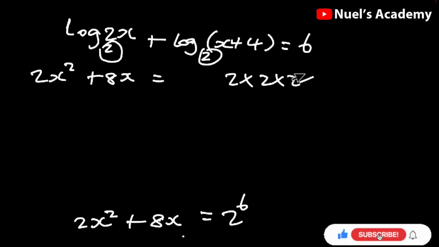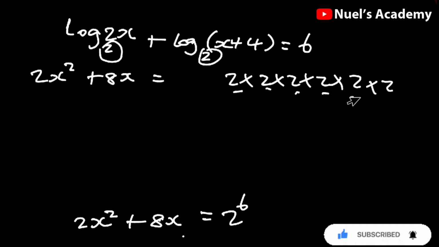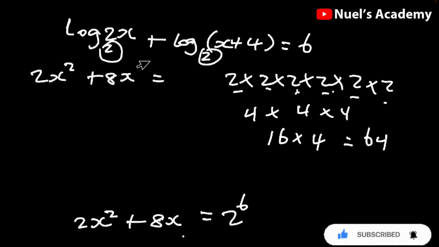And so we have 2x squared plus 8x equal to 2 raised to the power 6, which is 2 times 2 times 2 times 2 times 2 times 2. That is 2 six times. We have 1, 2, 3, 4, 5, 6. 2 times 2 is 4, times 2 times 2 is 4, times 2 times 2 is 4. Then 4 times 4 is 16. 16 times 4 is going to give us 64. We're going to replace 2 raised to the power 6 with 64.